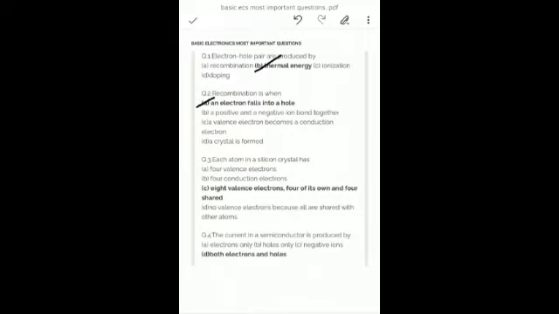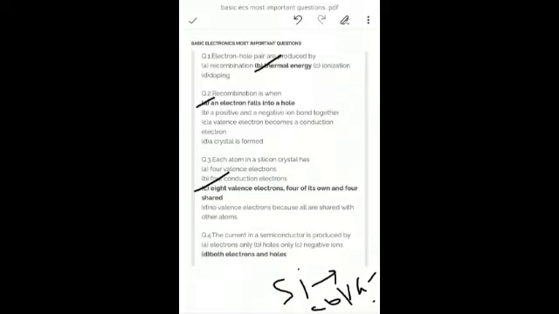In question number 3, each atom in a silicon crystal has 8 valence electrons, 4 of its own and 4 shared. In silicon it forms covalent bonds, which shares its 4 and has 4 as its own. So here option C will be the correct answer.